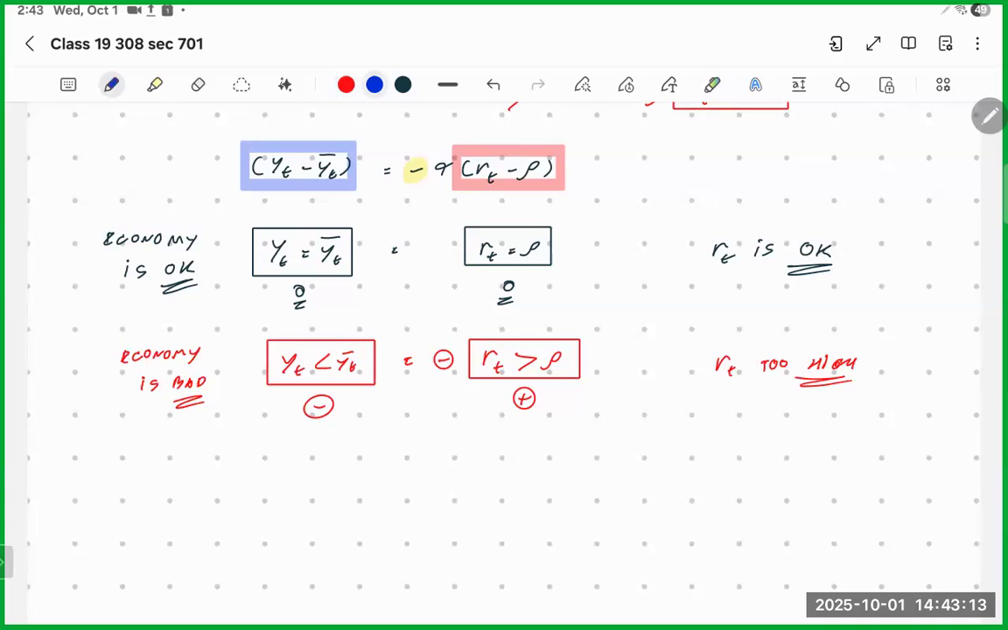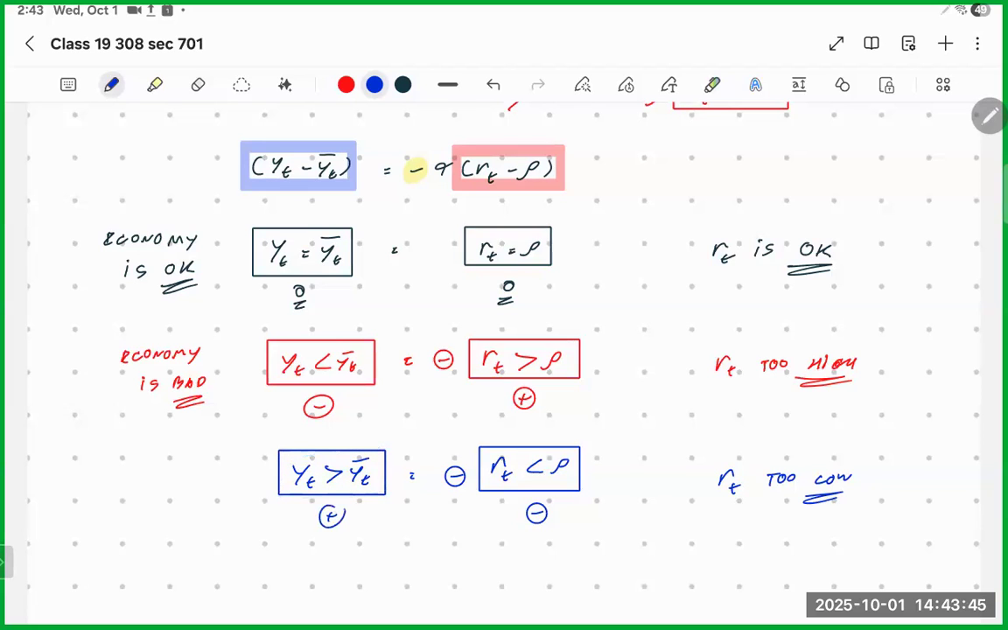On the opposite side, if the real rate is too low, r_t is less than rho, the bracket is negative, and with the negative in front of the bracket, this is the case where the interest rate is too low, which is good. When the interest rate is too low, people want to borrow more and spend more. On the right-hand side, negative and negative become positive, so the left-hand side should be positive too: Y_t greater than Y_t bar, which means the economy is very good.